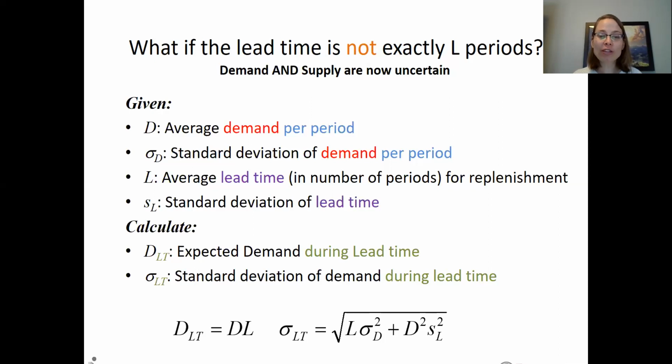And so as you can see in this equation, we now have another term, a plus term on the standard deviation of lead time demand. So in the past, our S of L, or standard deviation of lead time, was 0. And so that term went away at the end, and it was just the square root of L times the standard deviation of demand per period. But now when we have standard deviation associated with the lead time, we add to that, which means the standard deviation is going to go up, which means our safety stock is going to go up for the same level of service.